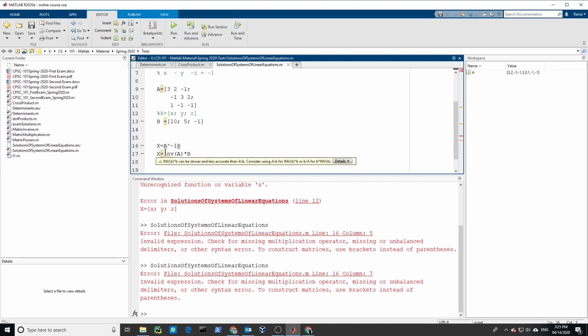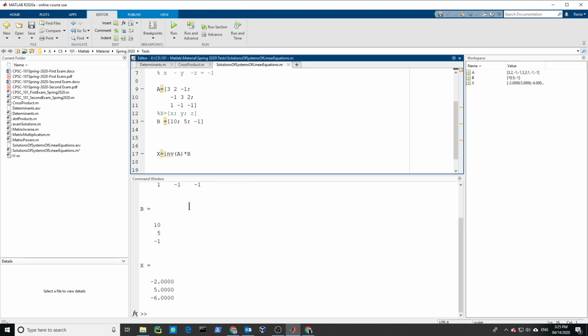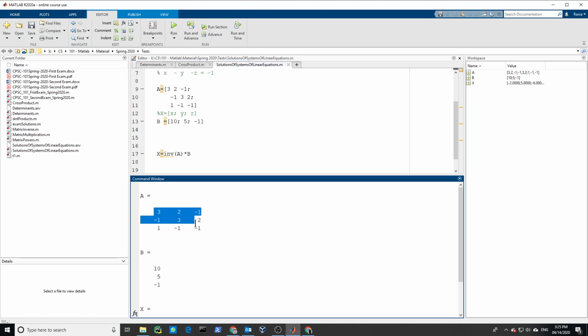So inverse of A multiplied by b. Let me remove this one in here as well. So we have A in here, which has the coefficients, and here we have the b, which is the other side of the equations, and then in here we have the solutions, the x. All right. So x is -2, y is 5, and z is -6.